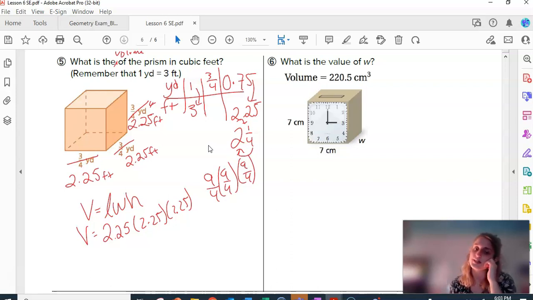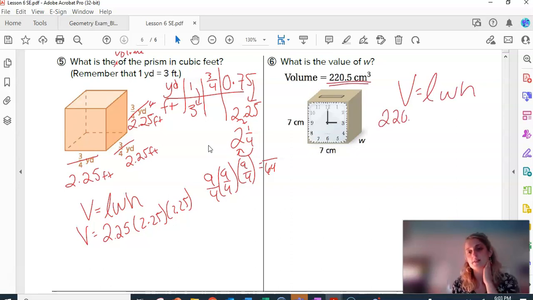4 times 4 is 16, times 4 is 64. 9 times 9 is 81. 81 times 9, you can put your answer on the top. This one right here, write your formula. Then you actually know volume, so you're going to write your volume under V. Your length is 7.